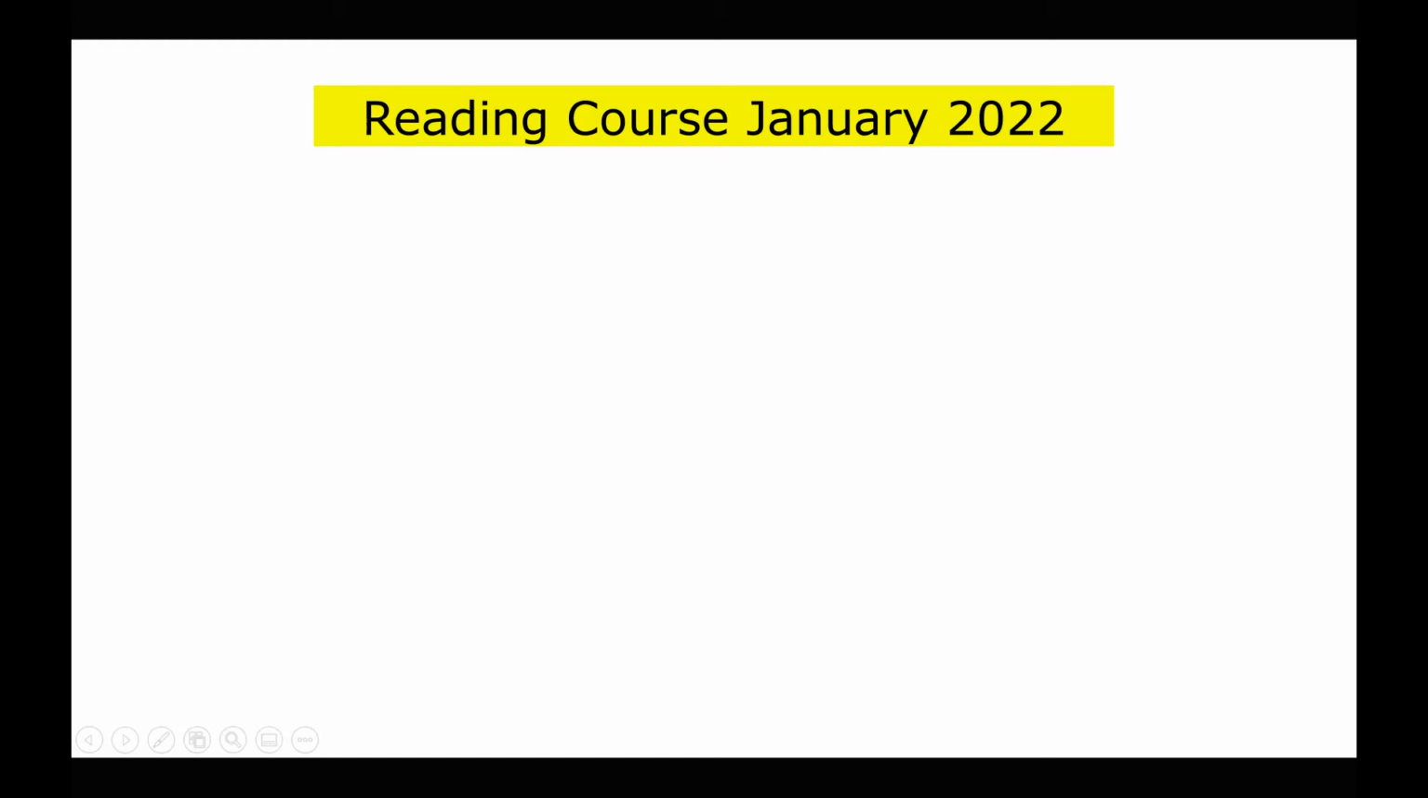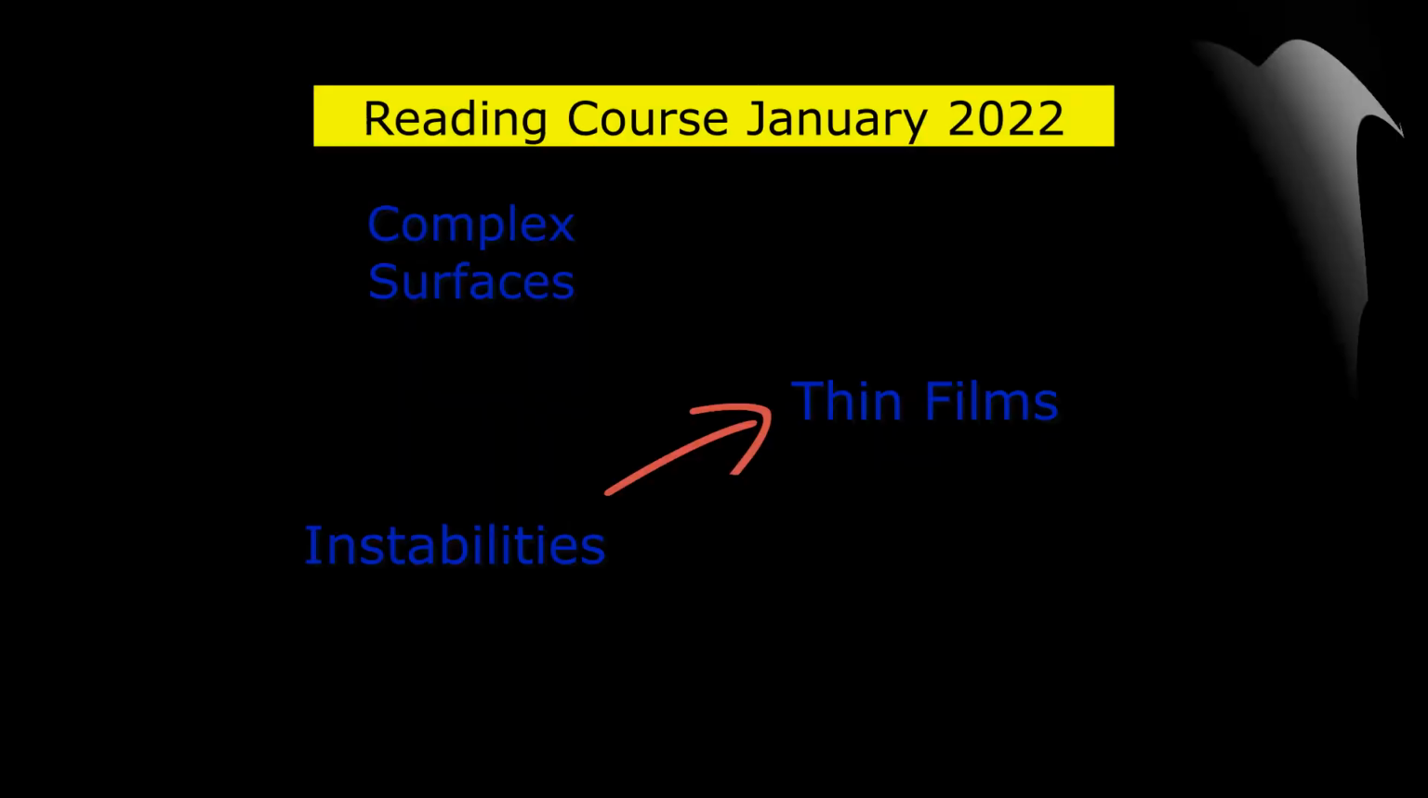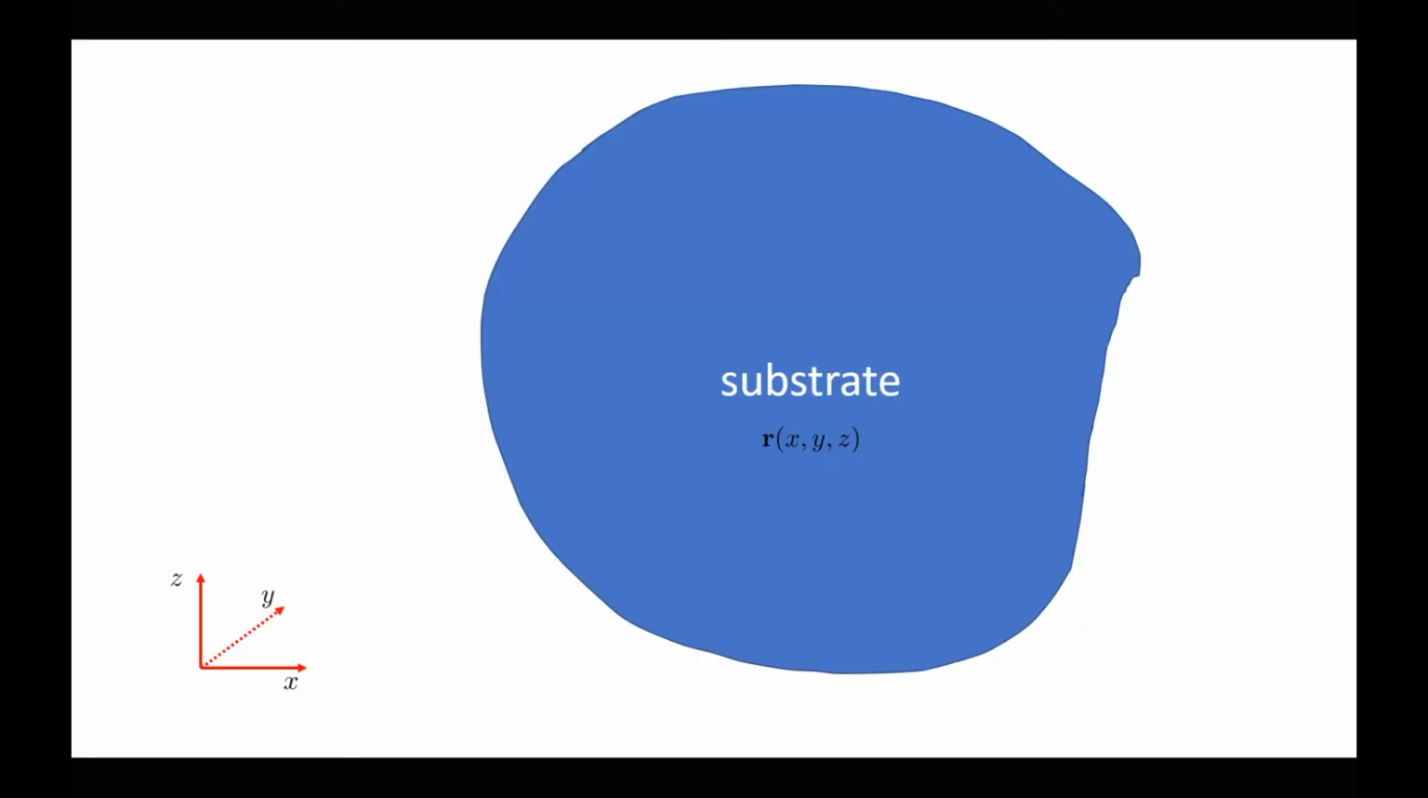For the duration of this reading course, we have focused on three main themes: complex surfaces, thin films, and instabilities studied in these thin films. During this video, we present the derivation of the thin film equation for an arbitrary complex surface, then use this to present the work done by Lin and Kontek on instabilities in thin films.